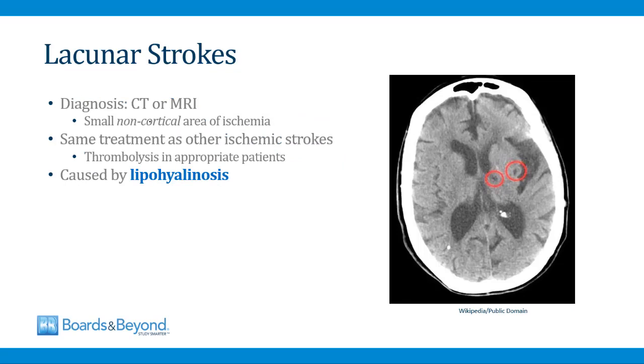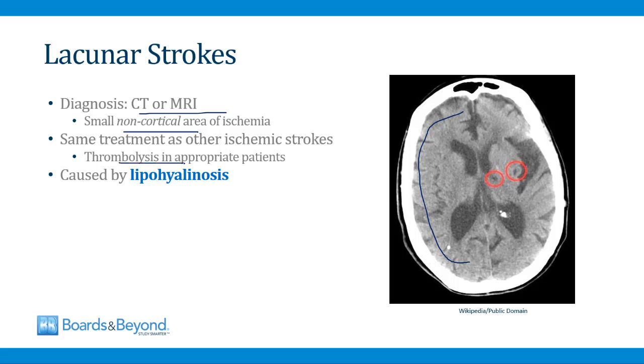Lacunar strokes are diagnosed by CT scan or MRI. There will be a small non-cortical area of ischemia. If you look at the CT image on the screen, there are two small lacunar strokes circled in red. Note that they are not in the outer cortex region here, they're in the inner subcortical area. And the treatment for these strokes is the same as for other ischemic strokes, which I talk about in the first video on strokes. Thrombolysis is indicated in appropriate patients.